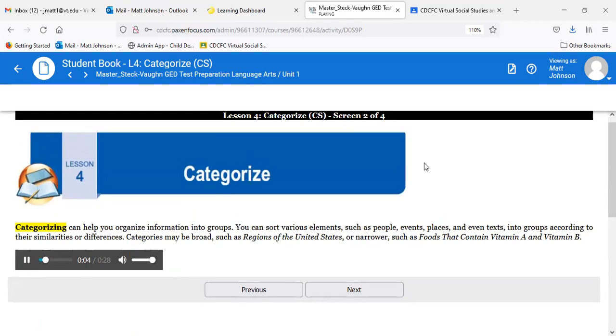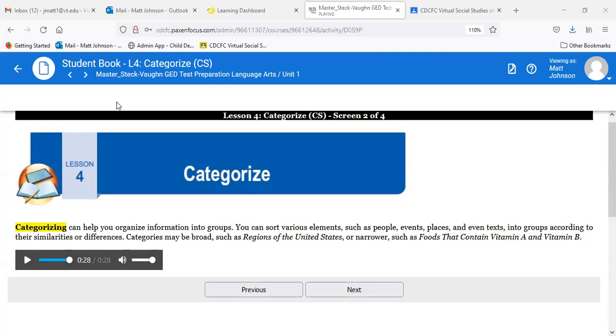Categorizing can help you organize information into groups. You can sort various elements, such as people, events, places, and even texts, into groups according to their similarities or differences. Categories may be broad, such as regions of the United States, or narrower, such as foods that contain vitamin A and vitamin B.